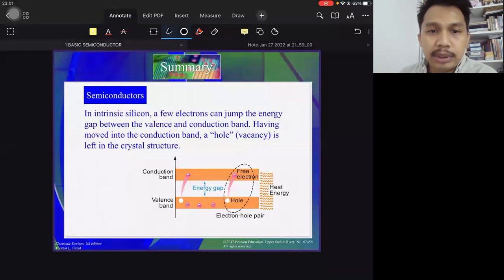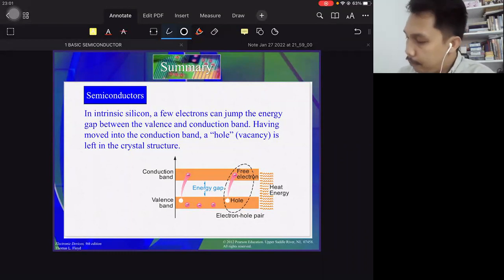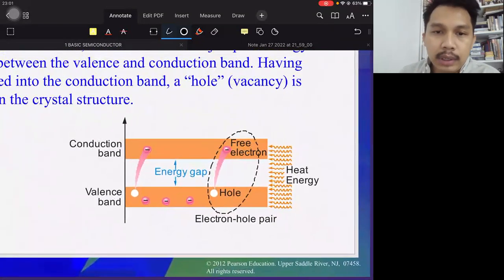When an electron jumps to the conduction band, a vacancy is left in the valence band within the crystal. This vacancy is called a hole. For every electron raised to the conduction band by external energy, there is 1 hole left in the valence band, creating what is called an electron-hole pair. Recombination occurs when a conduction band electron loses energy and falls back into a hole in the valence band.